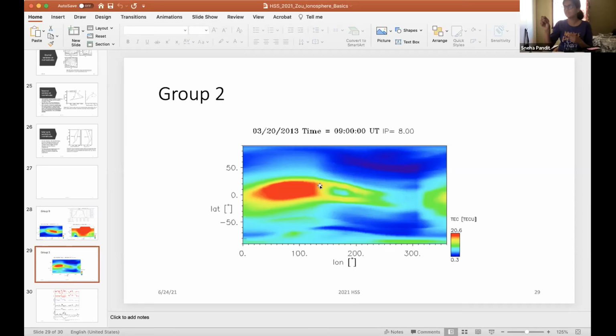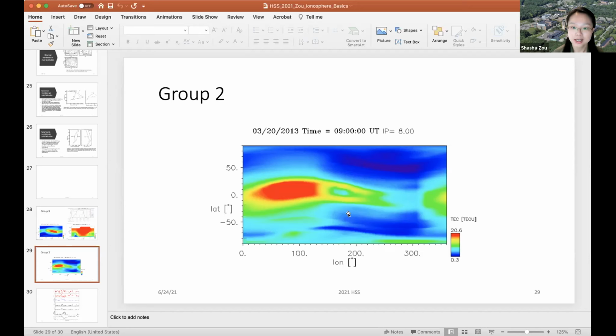Yes, so we understand that there is this magnetic equator, which is not a plane, it's curved. So we understand that curvature, but that bifurcation, we have observed it throughout the time. So this just moves along the surface. Yeah, yeah. So those two bands are the remnant of the equatorial ionization anomaly.